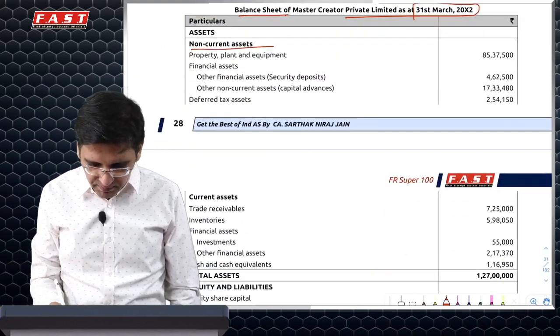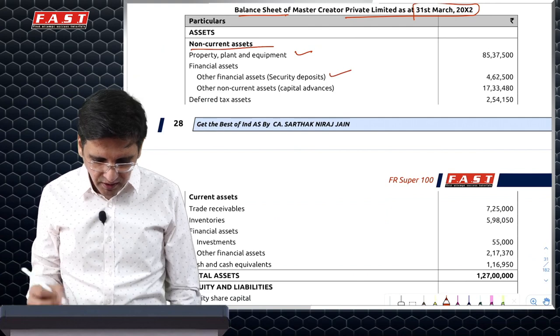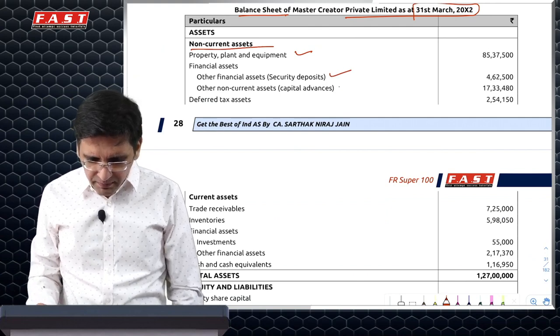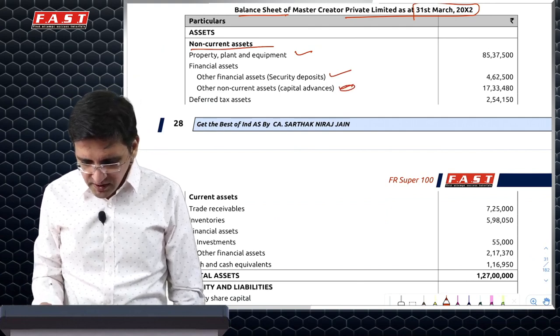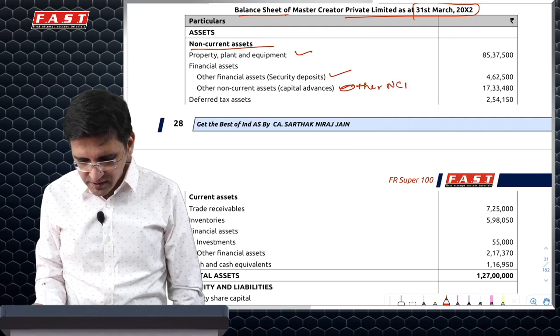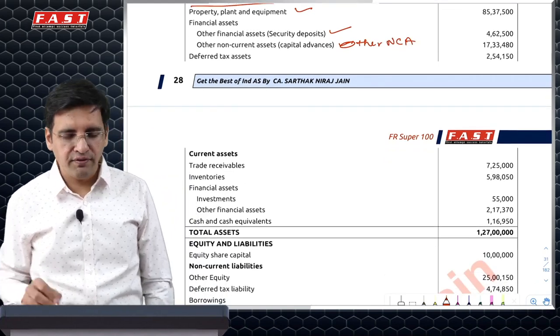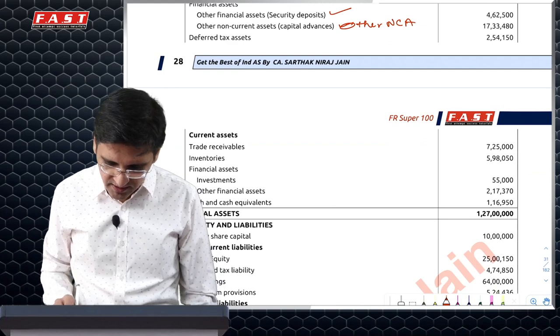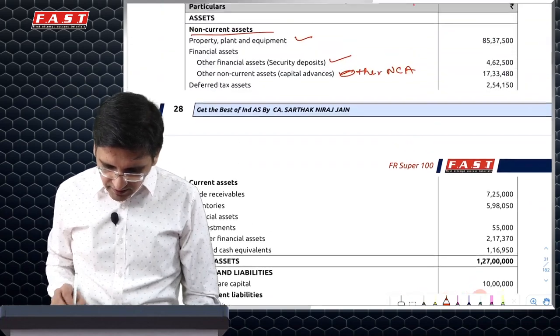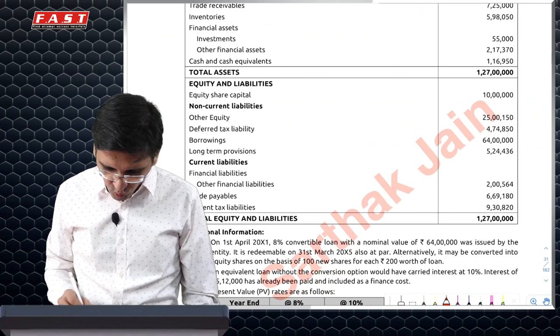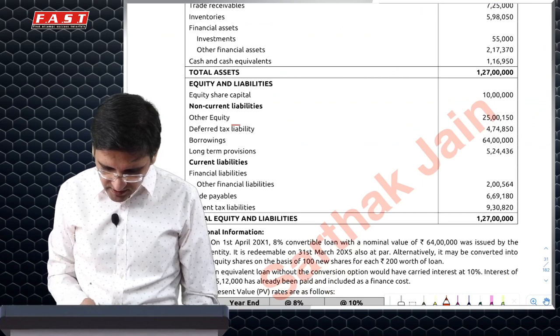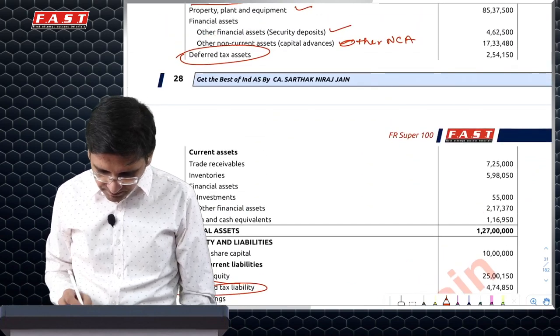So non-current asset, PPE is fine. Financial asset, other security deposit is fine. Capital advance is not fine. It will be shown as other non-current assets because it is not a financial asset. You don't have a right to receive cash but to receive assets. Deferred tax assets are there. If we have a deferred tax liability, we may want to offset it with that deferred tax liability if it is under the same tax laws.